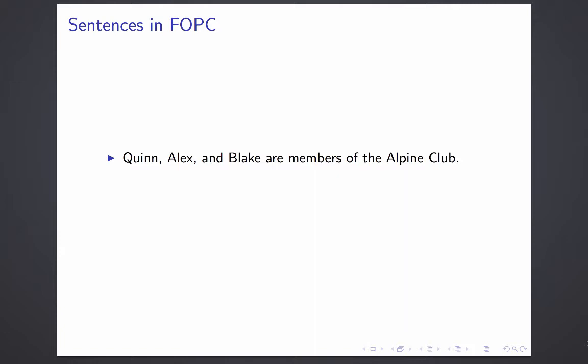And remember that a predicate has to be true or false. And it is true or false that someone is a member of the Alpine Club. So the predicate is member. And Quinn, Alex, and Blake are constants. So we can simply represent this sentence as a conjunction with the predicate member and the arguments to that predicate: Quinn, Alex, and Blake.